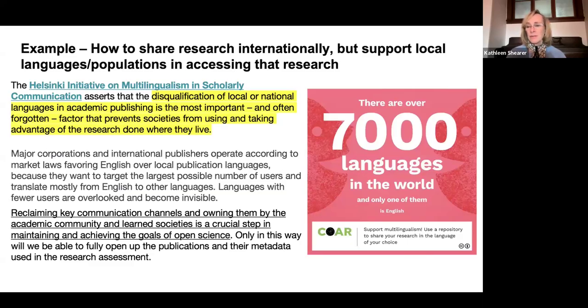So just very briefly, I wanted to mention some of the work that we're doing on multilingualism and maybe take a little bit of a deeper dive into this, because I think it could be very relevant for Africa and African colleagues. And one of the things that the Helsinki Initiative on Multilingualism has asserted, and I think it's probably very true, is that the disqualification of local or national languages in academic publishing is the most important and often forgotten factor that prevents societies from actually using and taking advantage of the research done where they live.